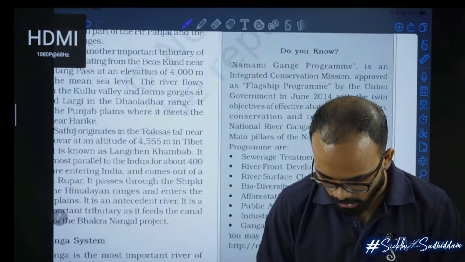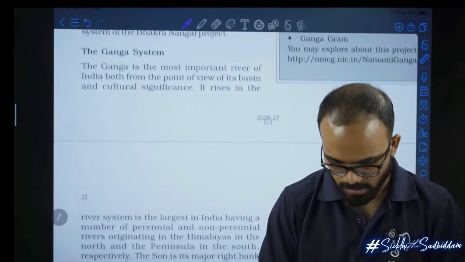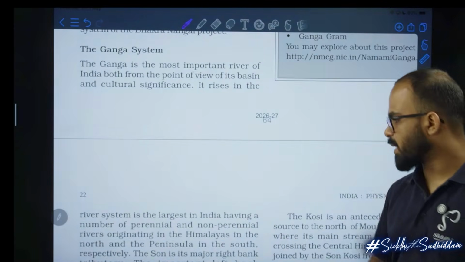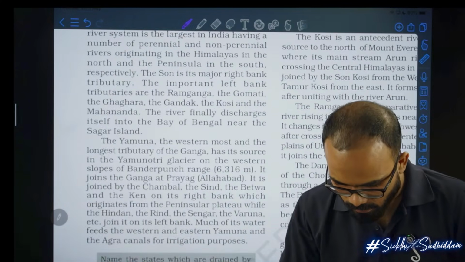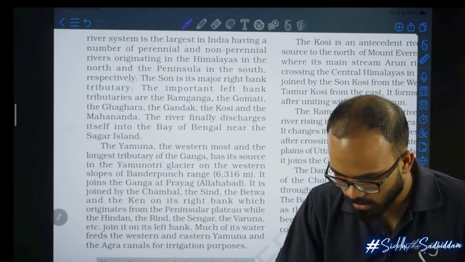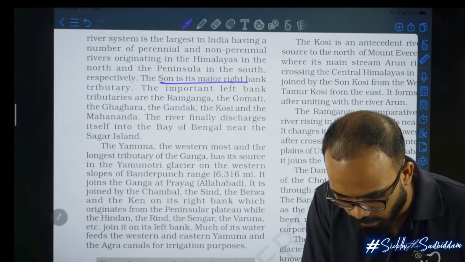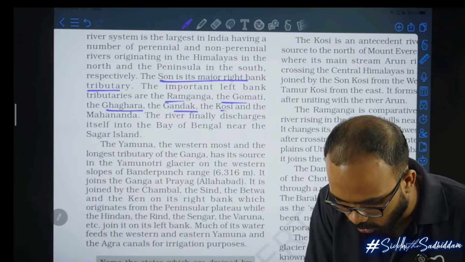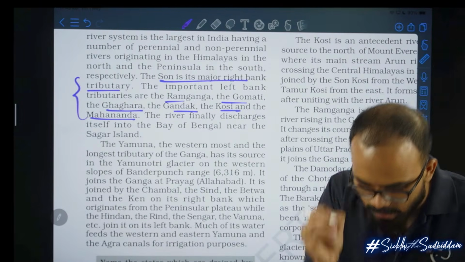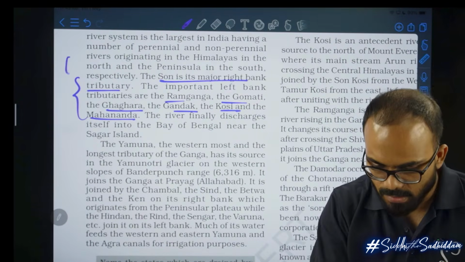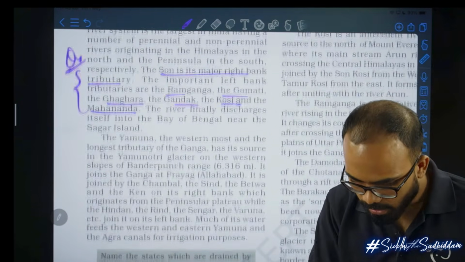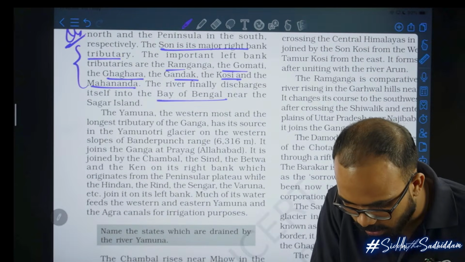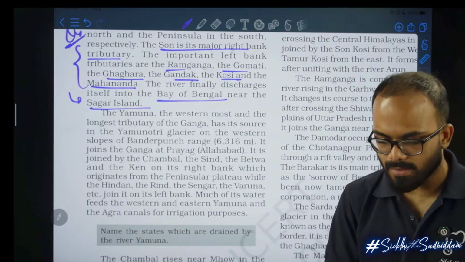Let me take you to the Ganga river system. Once you open NCERT, Ganga has this line. Son is the major right bank tributary. Ram Ganga, Gomti, Ghaggar, Gandak, Kosi, Mahananda, these are left bank tributaries. This is where they can ask a question, right? It joins the Bay of Bengal near Sagar Island. This can also be questioned.